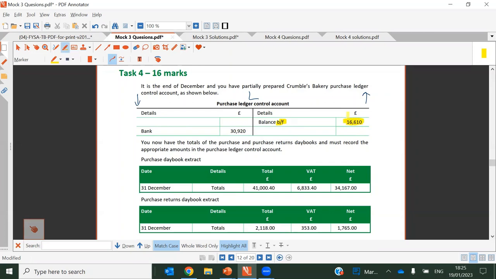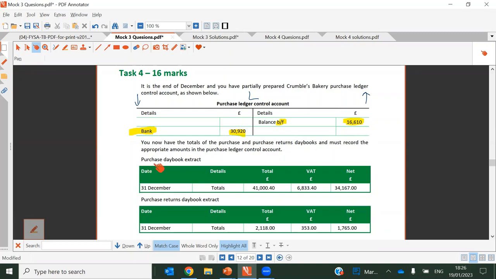We owe money. Right, we have paid the other half of the transactions coming out of the bank. We have paid some money. That is going to reduce what we owe. The next piece of information we're told about is that we have now managed to balance off the purchase and the purchase returns day book, and we need to record those down into the purchase ledger control account.